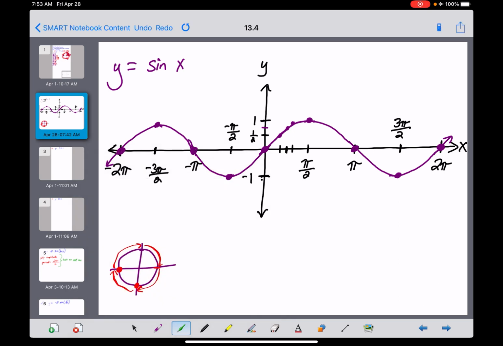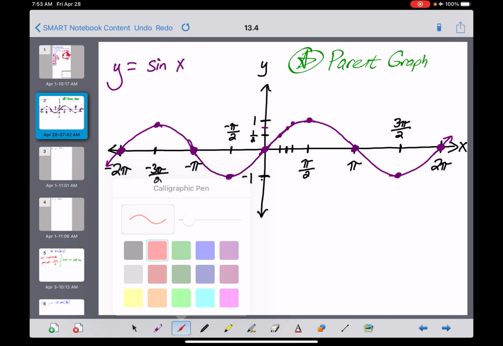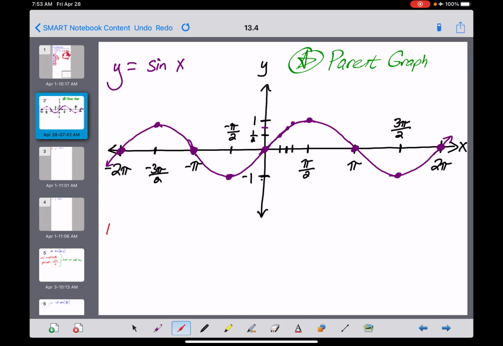Now, all year long, we want to label these things right here, guys. This is going to be your parent graph for what a sine function looks like. And before we put a bow on this thing, guys, let's just talk about a little bit of vocab right here that we should understand. First thing, something we've talked about all year long, the domain of this function.